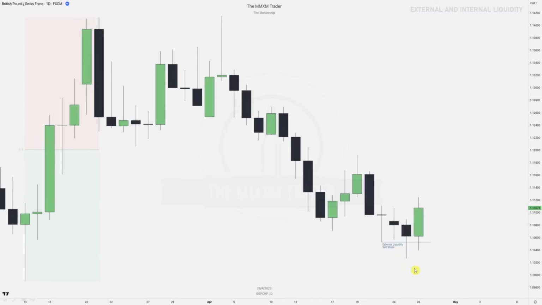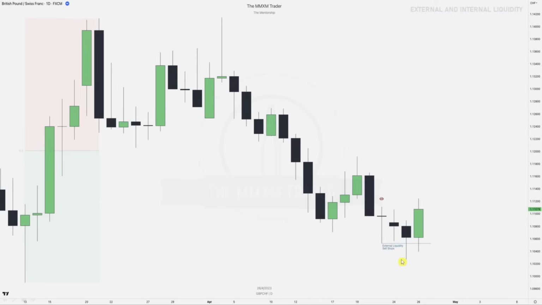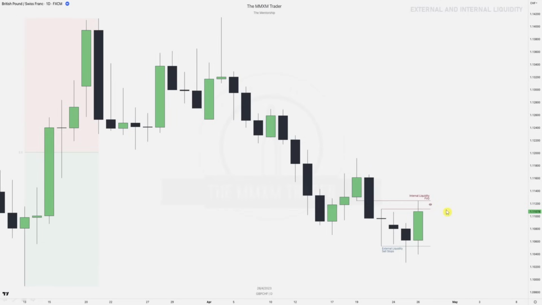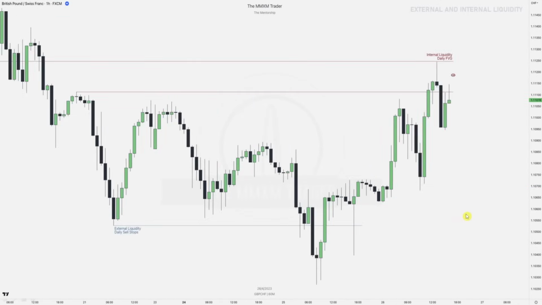Now, where does your eye draw into? We have this candle's low to this candle's high, forming a fair value gap up here. Price draws in there after we take external range liquidity. So now what are we going to do after we take this internal range liquidity? You've guessed it, we're probably going to go into external range once again.